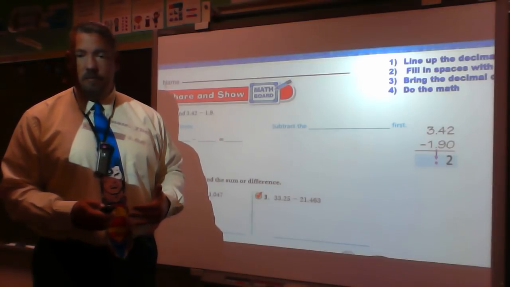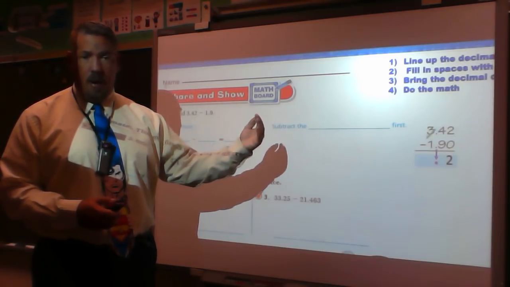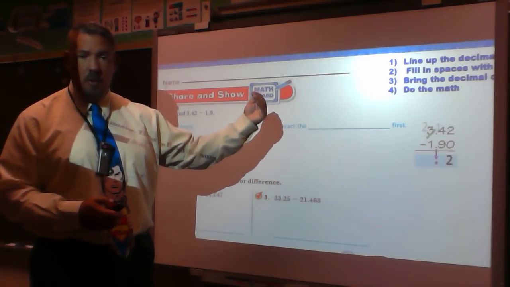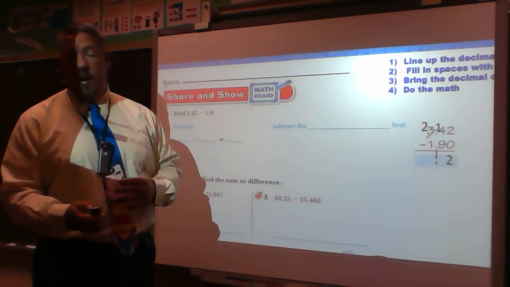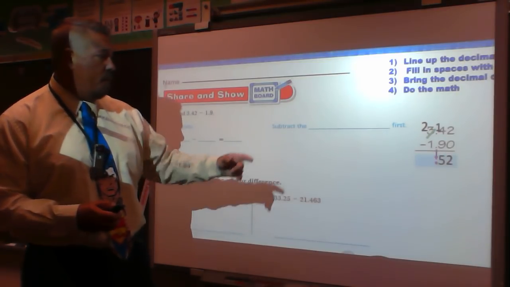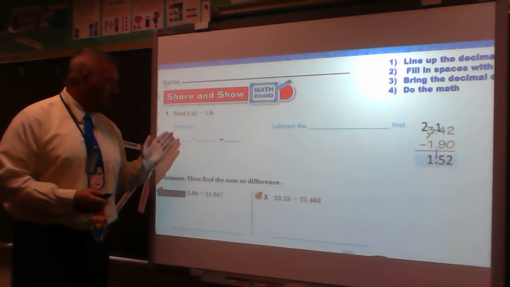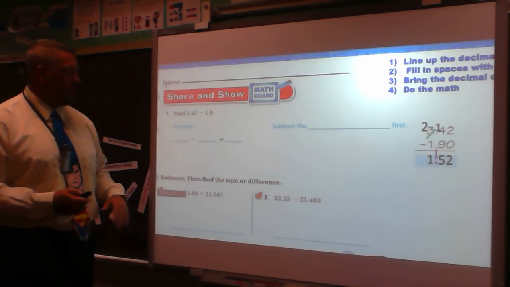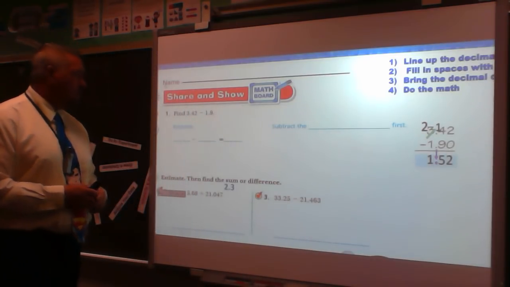4 minus 9, I can't take 9 from 4 fingers. So I know I'm going to borrow from my 3, and my 3 is going to become 2, and I carry over a 1 and have 14. 14 minus 9 is 5, and then 2 minus 1 gives me a remainder of 1. So my answer to this expression is going to be 1 and 52/100ths.